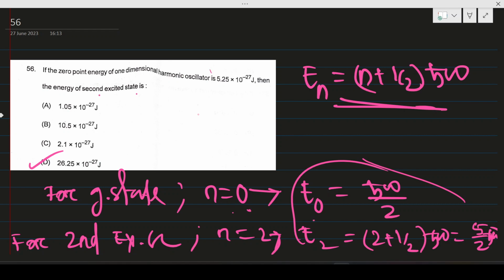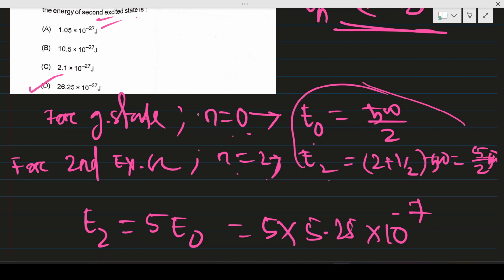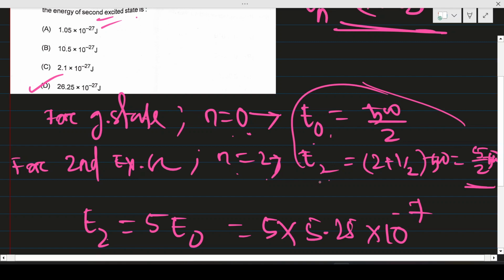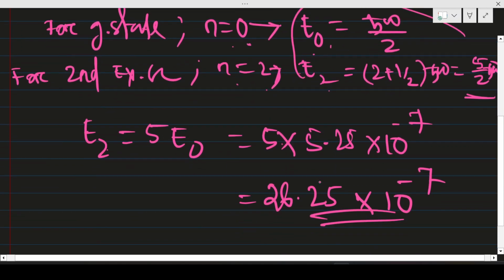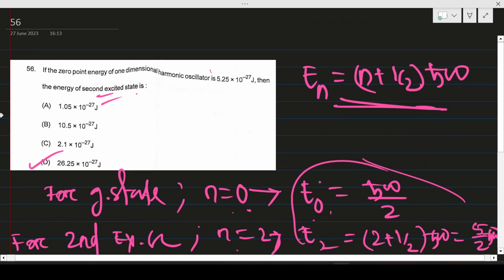Now it is asked about the second excited state. For the second excited state, n equal to 2, so E2 equal to (2 plus half) into h cut omega, which is equal to 5 by 2 h cut omega. Now the relation between E2 and E0 is E2 equal to 5 E0, which is equal to 5 into 5.25 into 10 to the power minus 7. Now by solving it, you will get 26.25 into 10 to the power minus 7. So the answer is D.